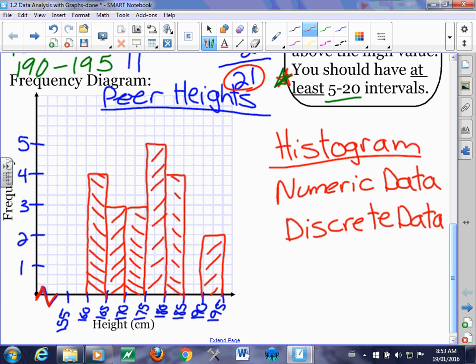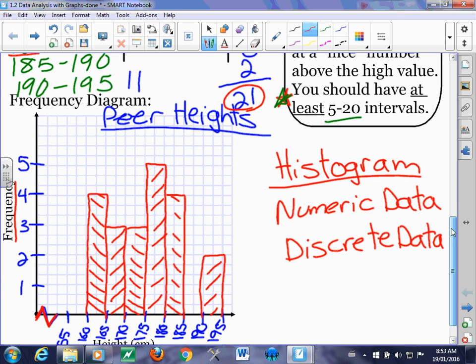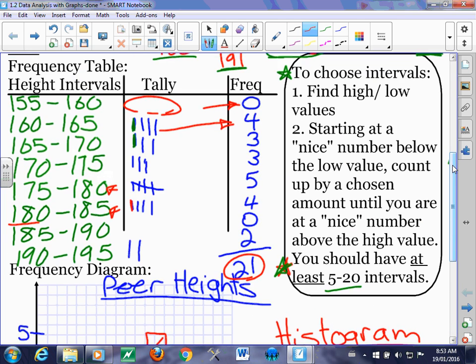All right, so here we go. Back at this break in data, ladies and gentlemen, it allows us to not have to start at zero. Every time we do a frequency diagram, the y-axis is frequency. So it goes from 1, 2, 3, 4, 5. How do I know when to make my frequency biggest? I look in my frequency column and I notice 5 is my biggest frequency.